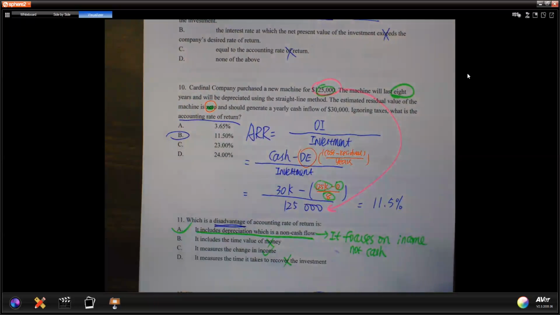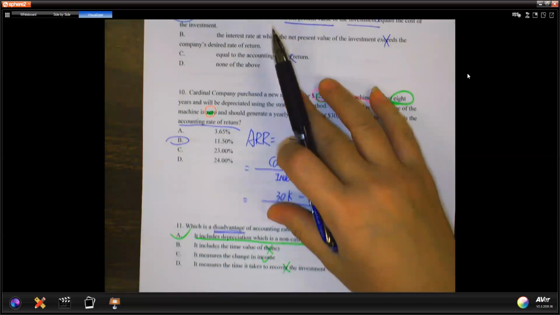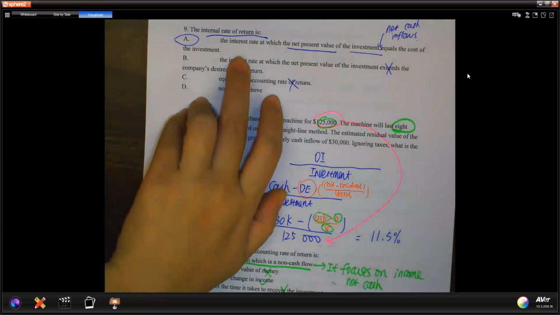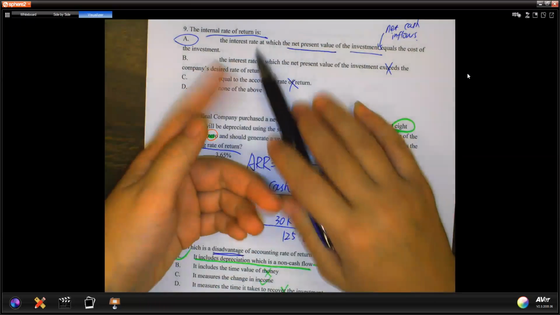Okay, next one, question 9, internal rate of return. I don't think I will test you on this one. I don't think I will ask you the definition, honestly, but it's just the interest rate. Basically, it's the interest rate.